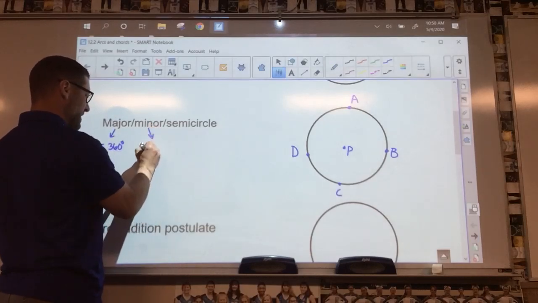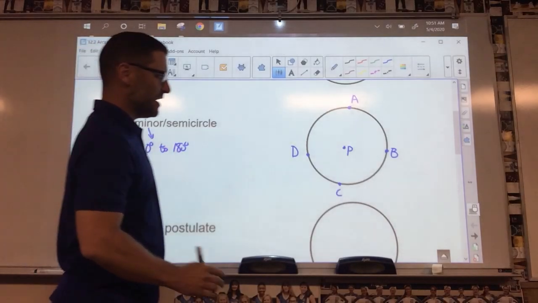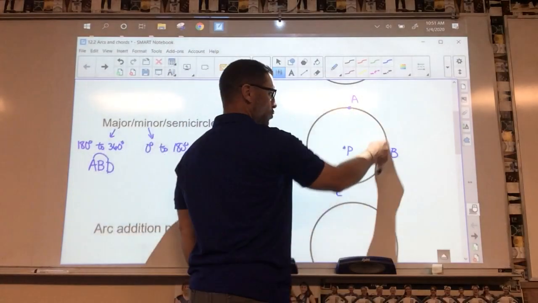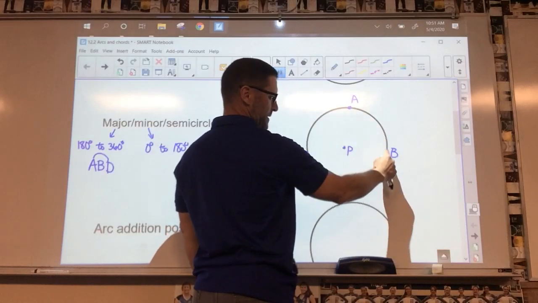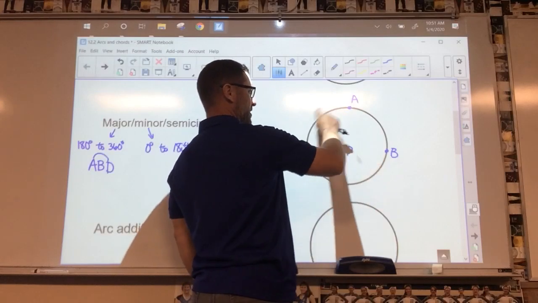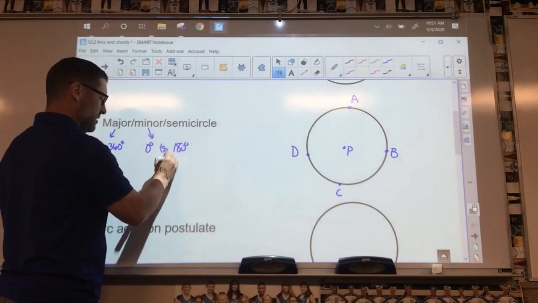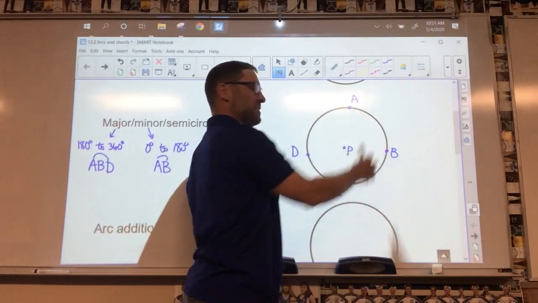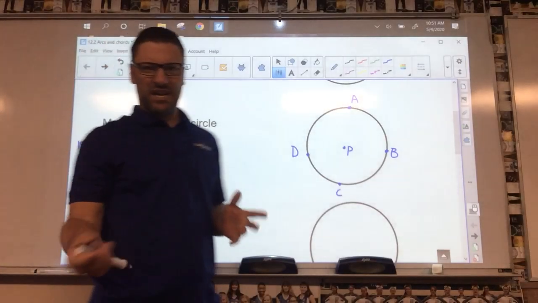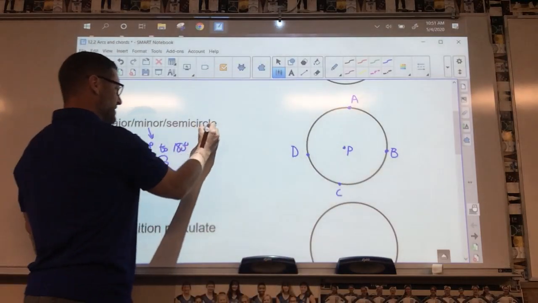A minor arc is 0 to 180 degrees, so less than half the circle. Whole lot of minor arcs here. One minor arc, another minor arc, possibly a minor arc from B all the way around to D. Another minor arc, another minor arc. Let's say A to B is a minor arc. And it only takes 2 letters to name a minor arc. So right away you can tell just by the notation if it's a minor arc or not, if it's 2 letters or 3 letters.